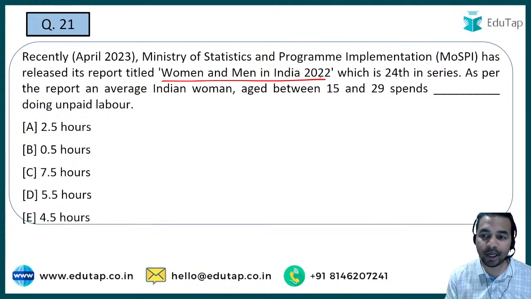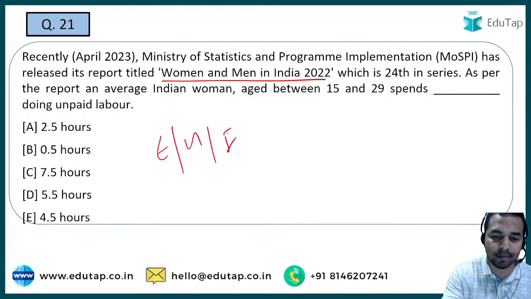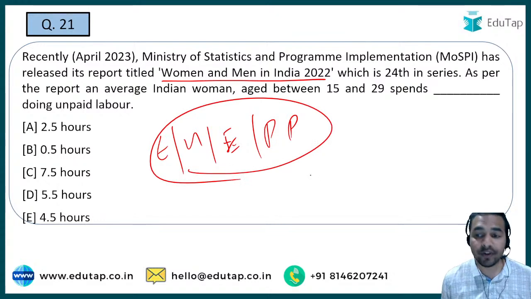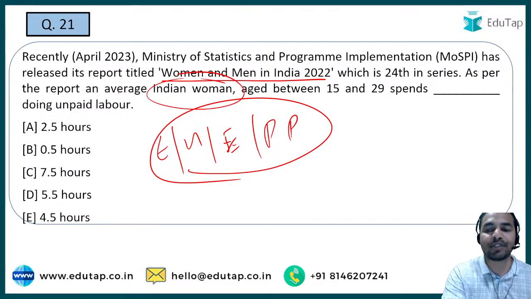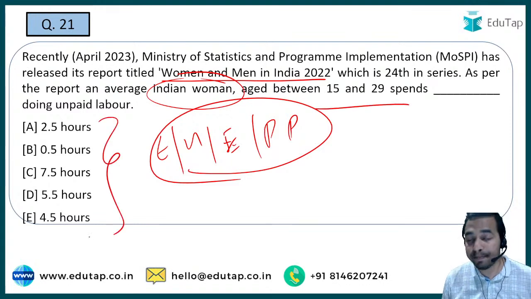See guys, let me tell you here that this particular report basically provides you a wide range of data. It provides you data on a wide range of topics such as education, health, employment and political participation. ठीक है, तो ये 24th एडिशन है इस सीरीज का और इस रिपोर्ट के फाइंडिंग से यहां पर क्वेश्चन आपके सामने है. And the question is, as per the report, an average Indian woman aged between 15 and 29 spends what amount of unpaid labor.